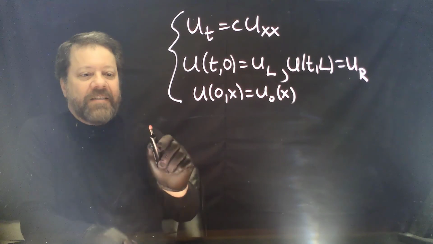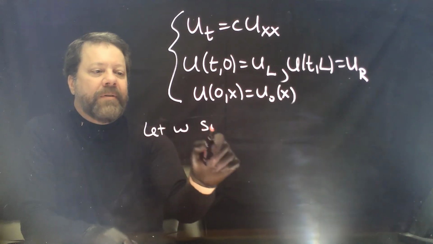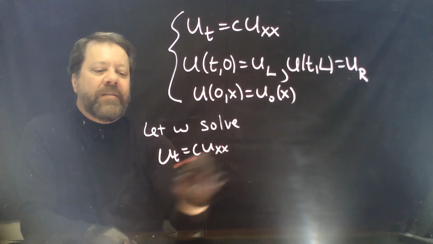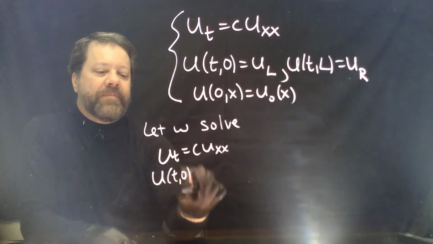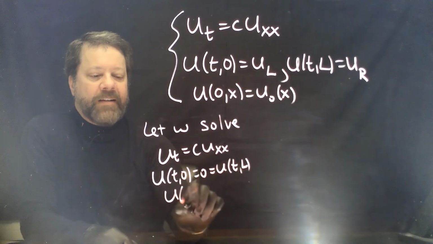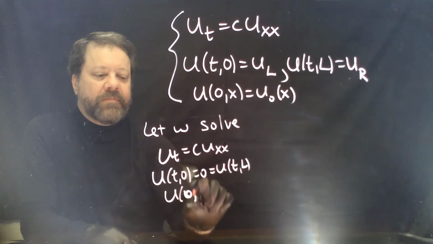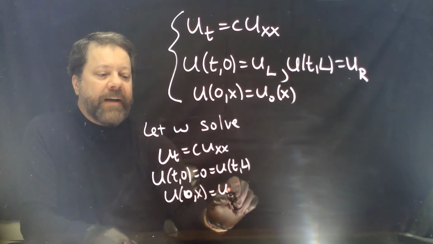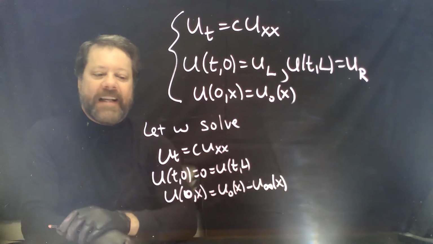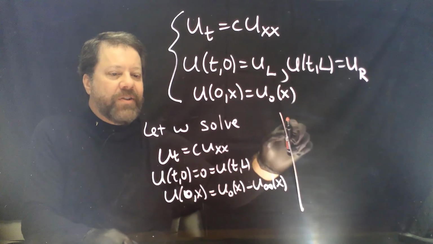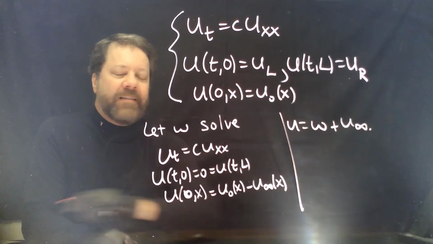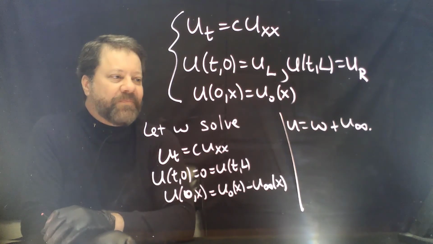To make this clear, we let W solve the differential equation with zero boundary data, but the arbitrary initial data modified by subtracting u infinity. The solution then will be W plus the steady state solution that we found earlier.